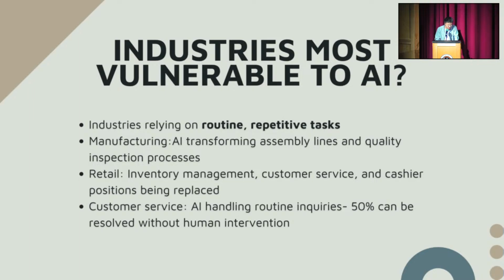Logistics and transportation are experiencing rapid transformation through self-driving vehicles and smart warehousing systems too, affecting jobs like delivery drivers, forklift operators, and inventory managers. The customer service industry has been particularly affected, with AI handling routine inquiries across multiple sectors. Around 50% of customer service inquiries in some industries cannot be resolved without human intervention.